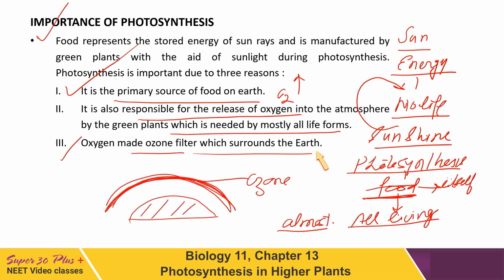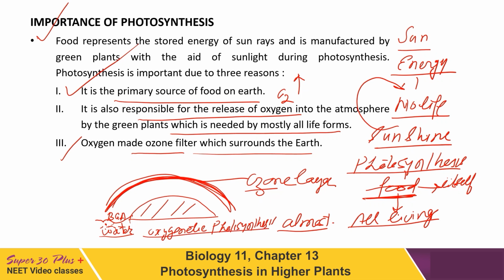This ozone layer was formed for the first time by the organisms which were there in water on earth, and they did photosynthesis. These organisms were blue-green algae which are there in water. They did oxygenic photosynthesis. Photosynthesis may be non-oxygenic also, which is done by bacteria, but here we are concerned with higher plants.